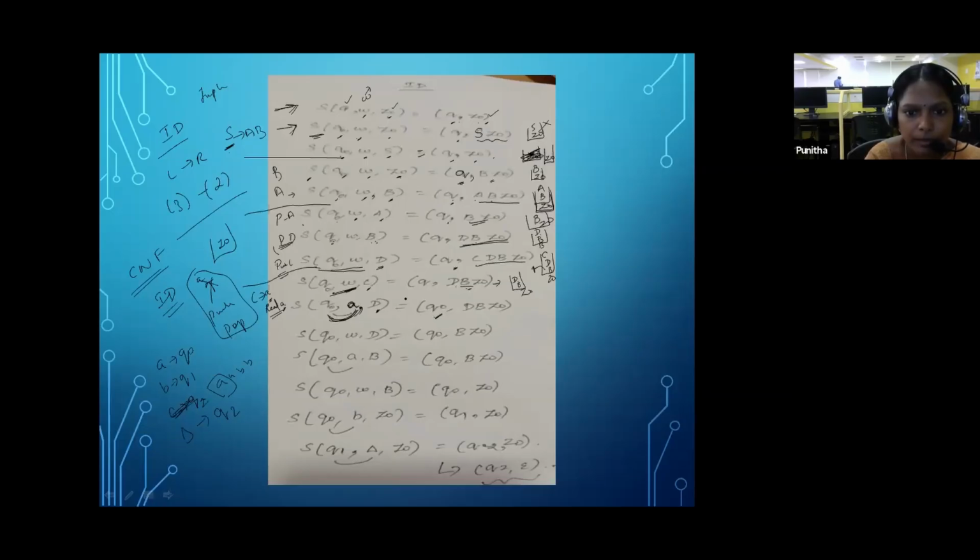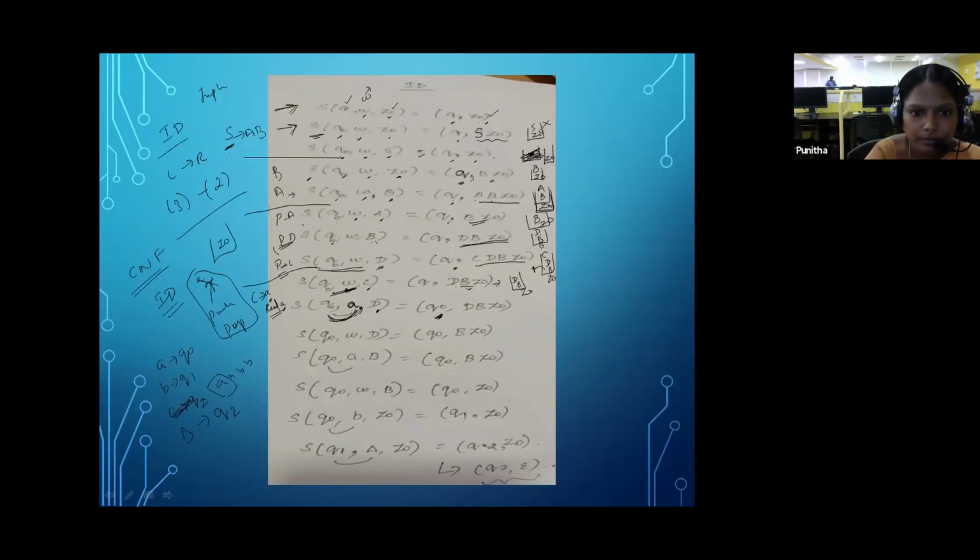Right, for A my resultant state will be Q naught. Here I'm just reading, I'm not performing anything. So there is no operation to be done in the stack, because I'm not performing a push or pop operation here. Okay, next step I need to perform.